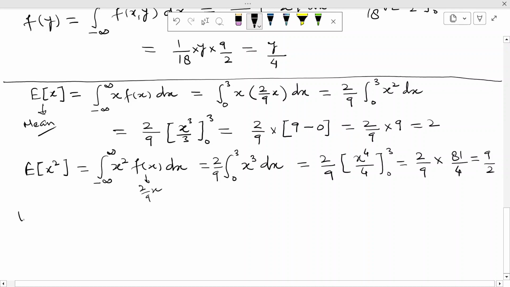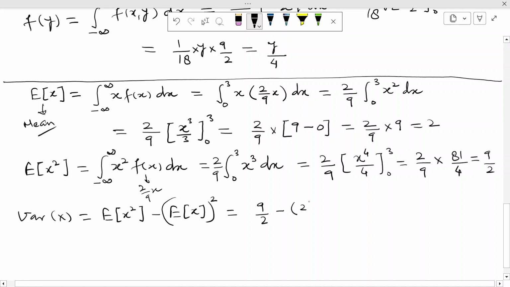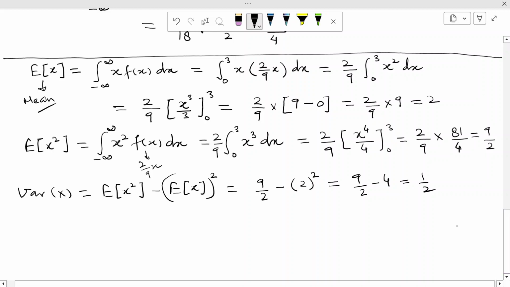Now if we have to find out the variance of x, this will be expectation of x square minus expectation of x whole square. So we are putting here the values of expectation of x and expectation of x square. Expectation of x square is 9 by 2 minus the square of the expectation of x. So this is the square of 2, and here we will have 9 by 2 minus 4. So this is coming out as 1 by 2. Okay, so this is our variance of x.